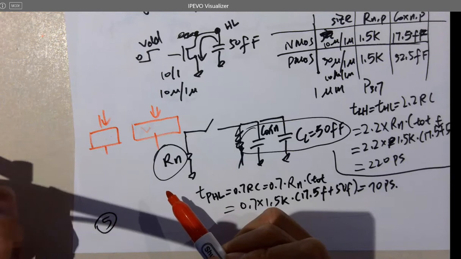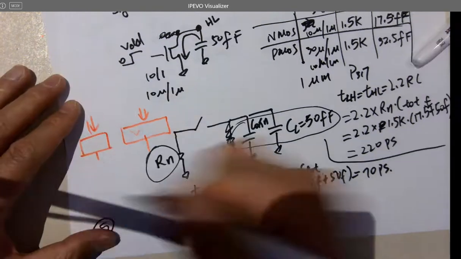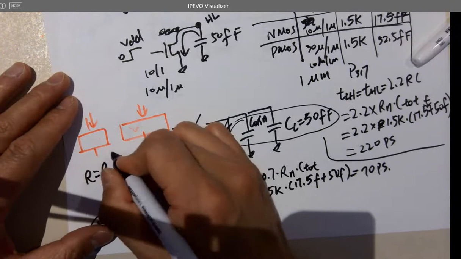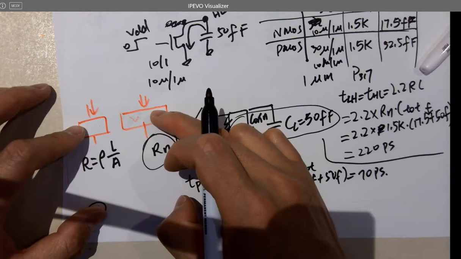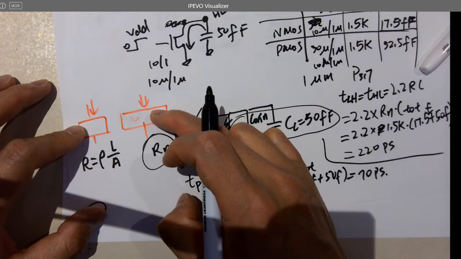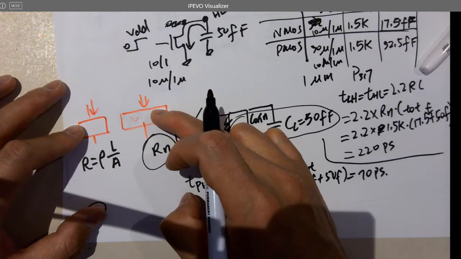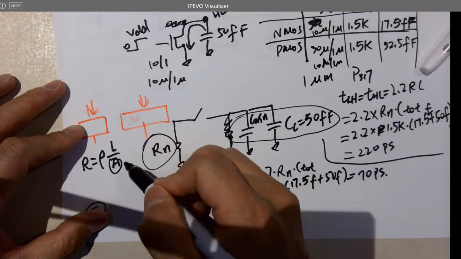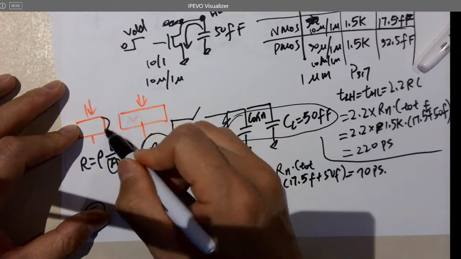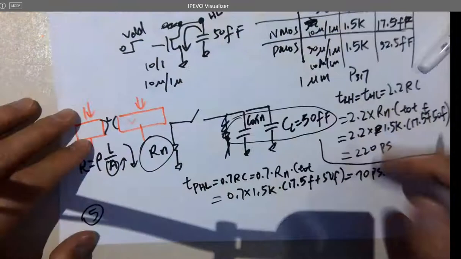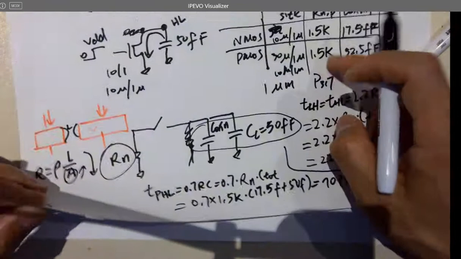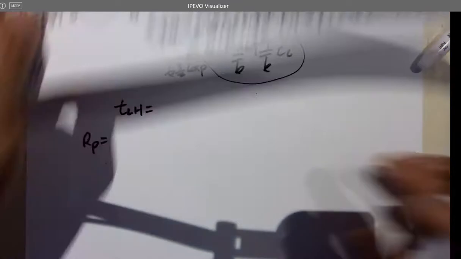Why? Because R equals to what? Rho L over A. So what is changing over here? There are two resistor rods. What is changing? Area. So area is getting bigger, so resistance is smaller. L is not changing. This is L, right? It's wider, so that's why the cross-sectional area is bigger. So you have to change the resistance to 4.5K.